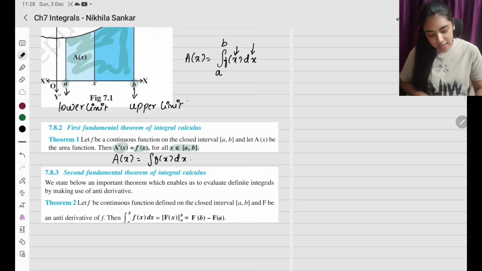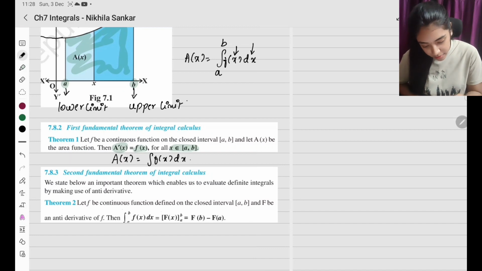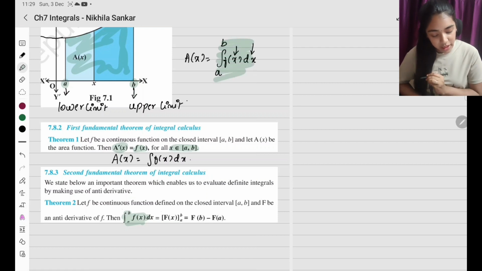Okay, now what is my second theorem? Second theorem is going to be, if you have this particular integral, the one that I just wrote, how are you going to solve this? You first find the integral, which is going to be f of x, then you substitute the values b and a. So when you substitute, what happens? You get f of b. First b substitute பண்றோம், அப்புறம் a substitute பண்றோம்.